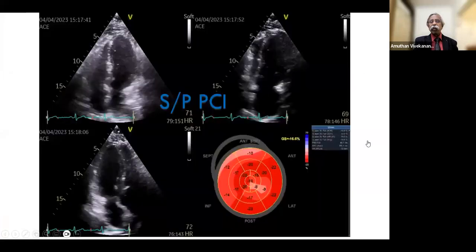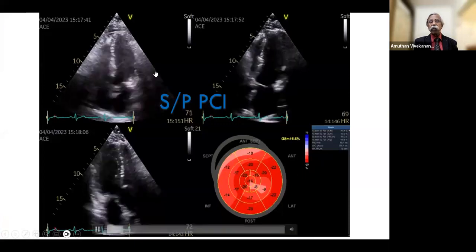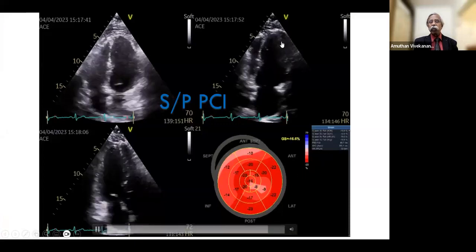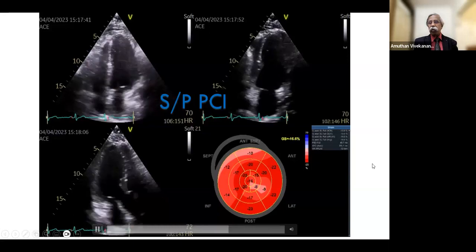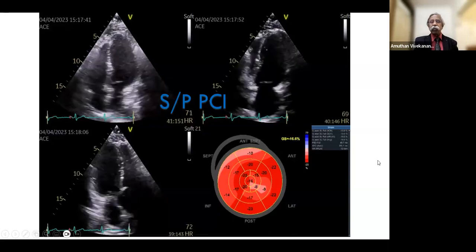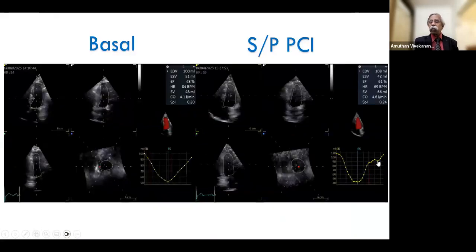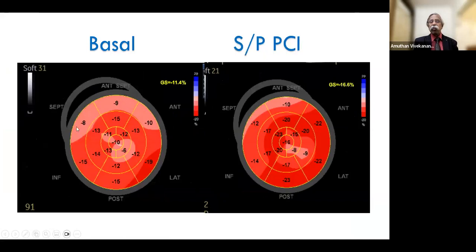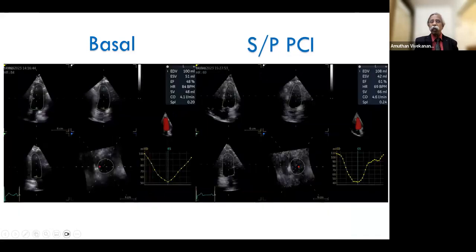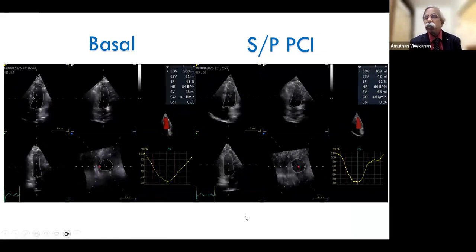This is post-PCI. You can see the marked improvement in the regional wall motion abnormality, and the strain abnormality has decreased. Comparing basal versus post-PCI strain abnormality, you see that the eccentric area has reduced. So this strain mapping gives you this advantage.